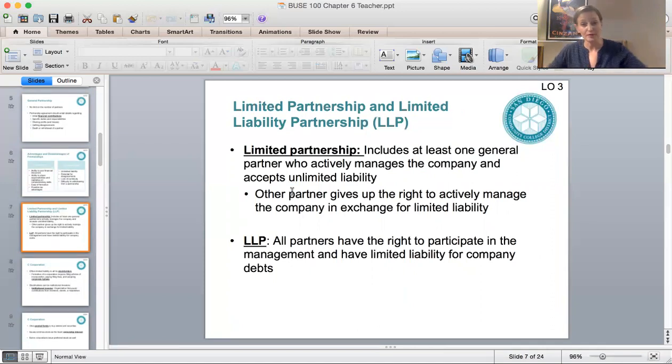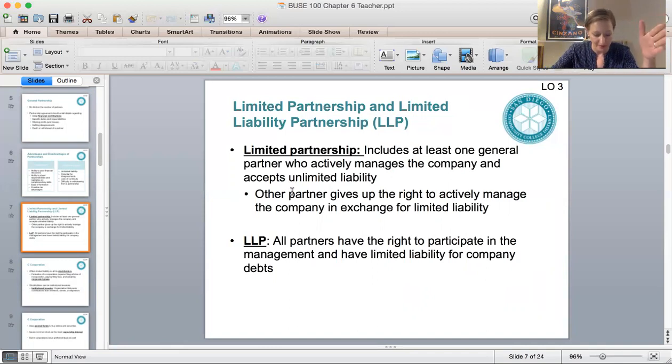There are also limited partnerships, though, in which there's at least one general partner, and then there's at least one limited partner. And the limited partner, we also sometimes call these silent partners, right? They give up their right to manage the organization, and they don't have any control of how the business is run. But in exchange for that, to be a silent partner means that they don't have any liability, which is kind of cool.